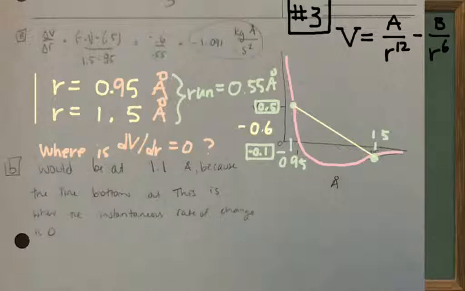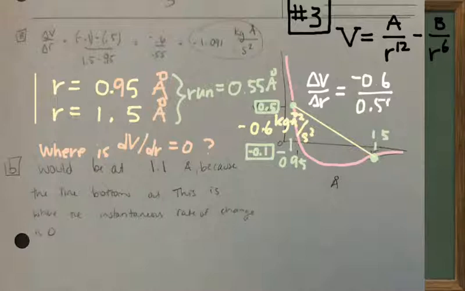Negative 0.6. And that has the units of kilogram angstrom squared per second squared. Okay. And so the average rate of change was what? Negative 1.1. So dV dr, average rate of change, was the rise over the run, negative 1.09, but we rounded it to 1.